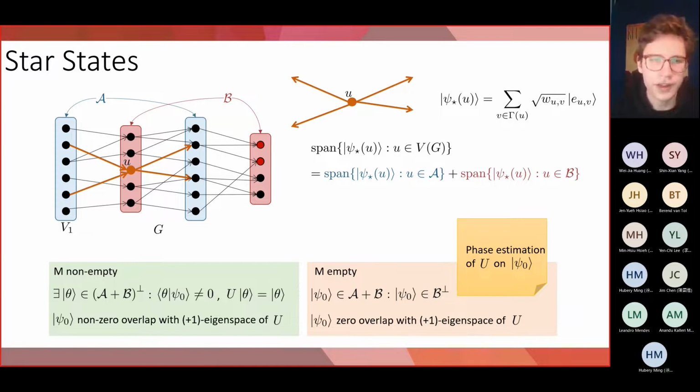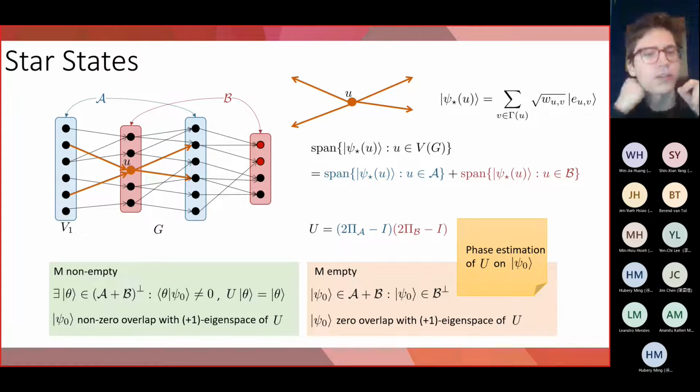And so the spans of the star states will be precisely our A and our B. Our unitary U will be the reflection through one of these sets of star states and the reflection through the other set of star states. And maybe important to note, because it's a bipartite graph, any 2 star states in A will have 0 overlap, because there is never an edge between any 2 vertices in A.